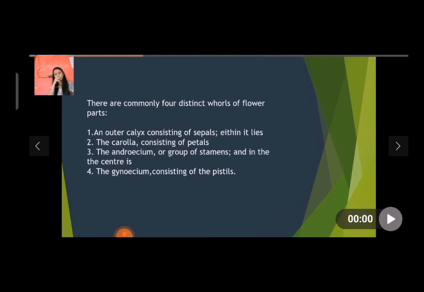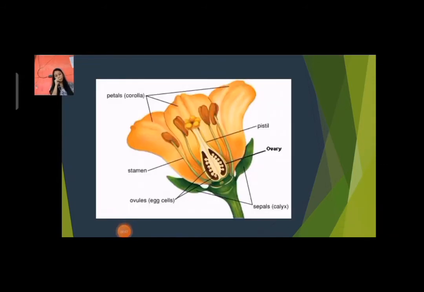There are commonly four distinct whorls of flower parts. An outer calyx consisting of sepals. Within it lies the corolla consisting of petals. Next is the androecium or group of stamens, and in the center is the gynoecium consisting of the pistils.